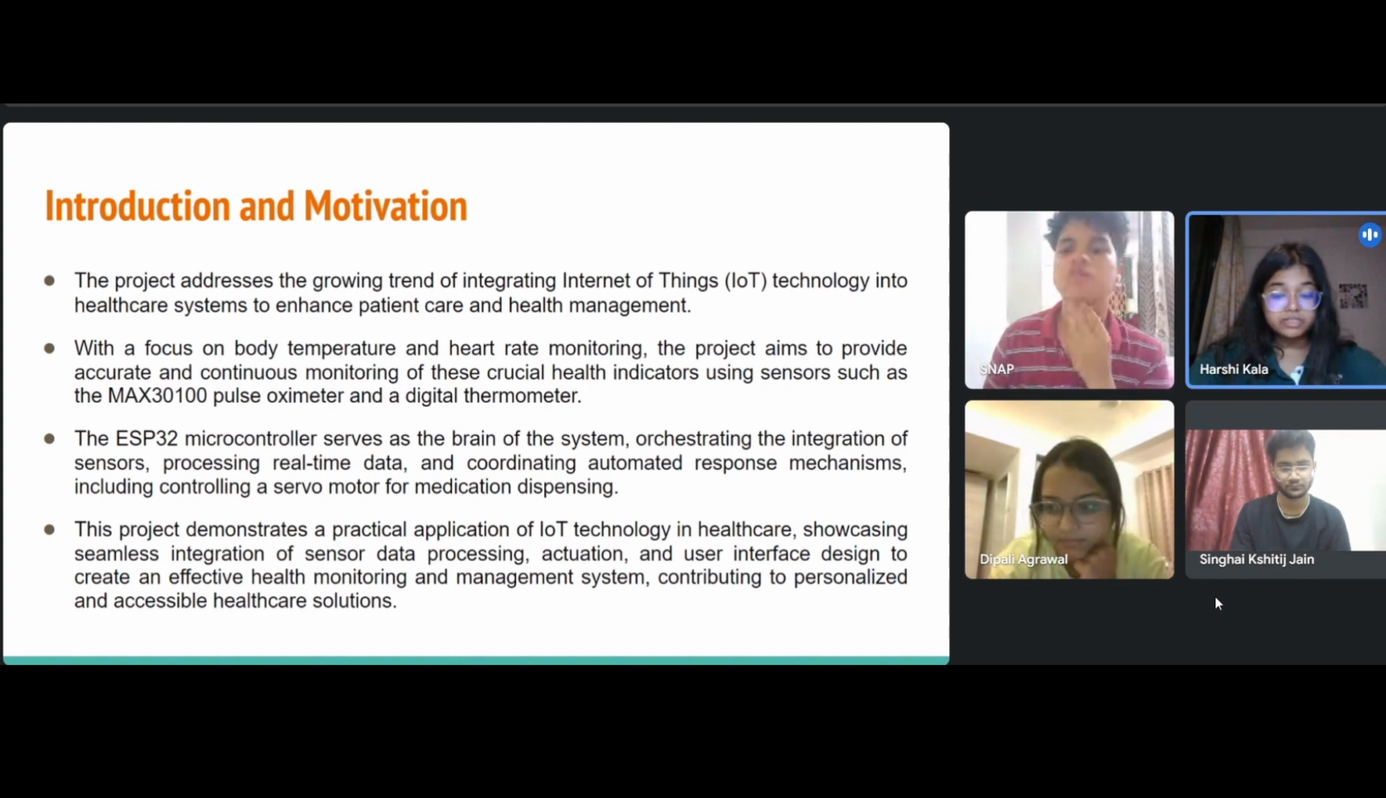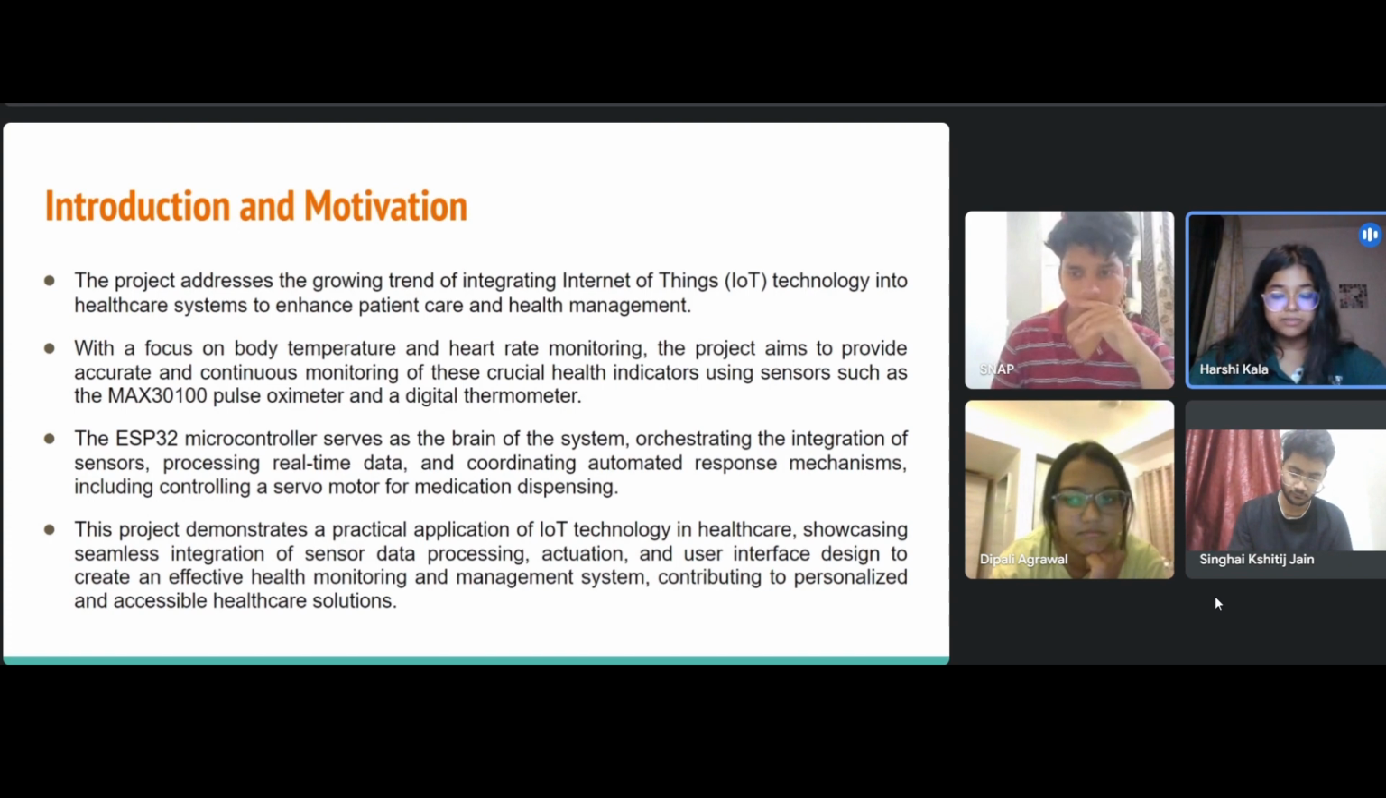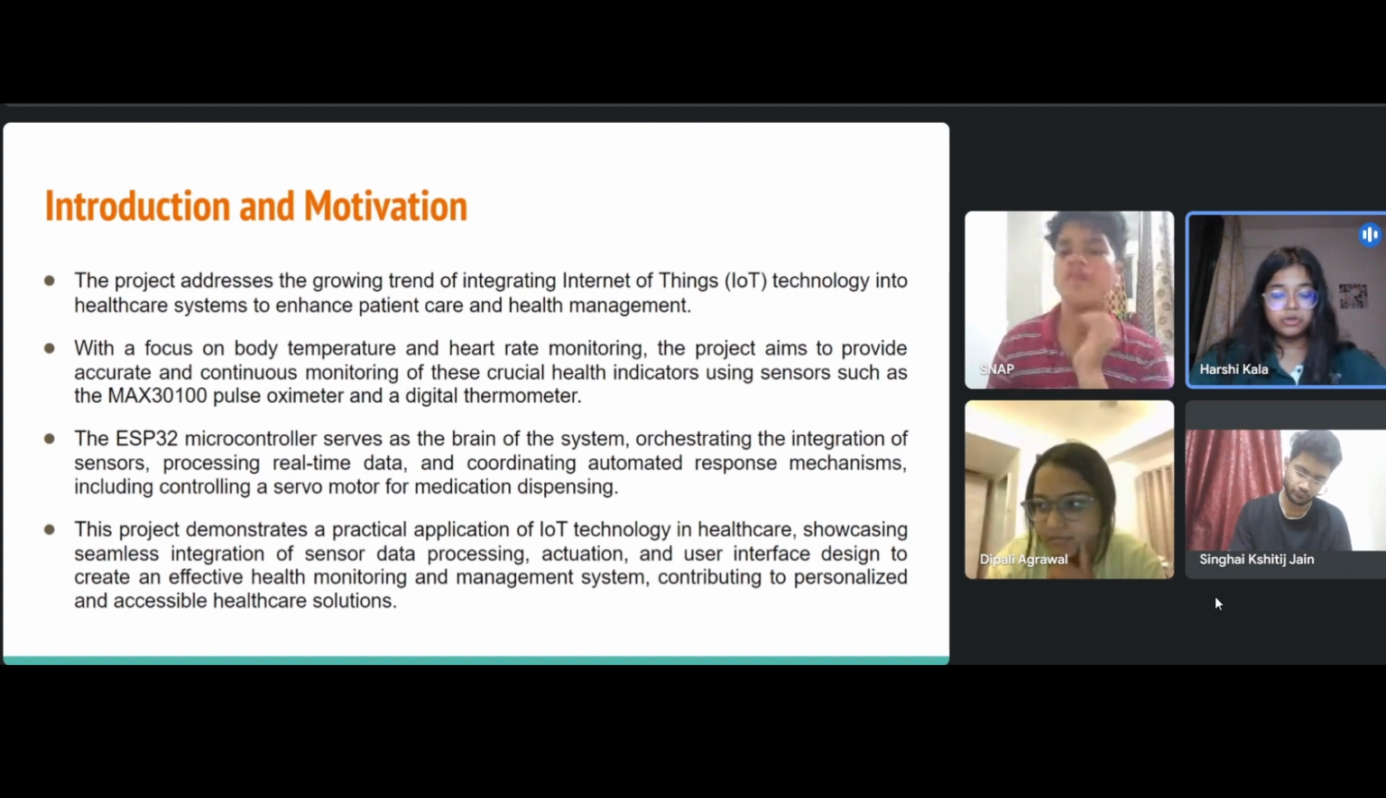At the core of our system lies the ESP32 microcontroller, orchestrating the integration of sensors, processing real-time data, and facilitating automated response mechanisms such as medicine dispensing through a servo motor. By showcasing the seamless integration of sensor data processing, actuation, and user interface design, the project demonstrates a practical application of IoT technology in healthcare, contributing to personalized and accessible healthcare solutions and revolutionizing patient care.